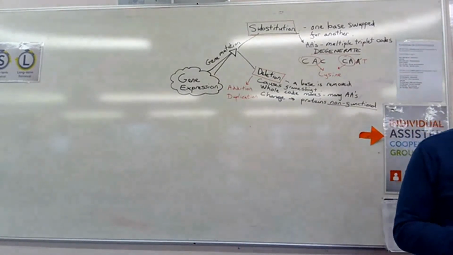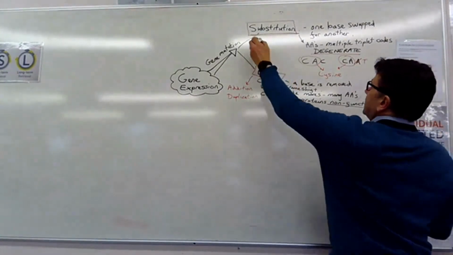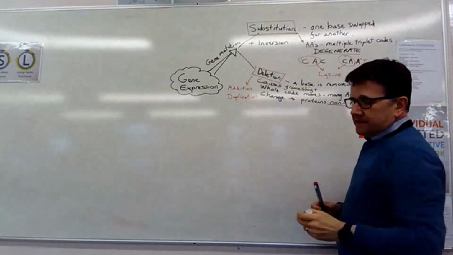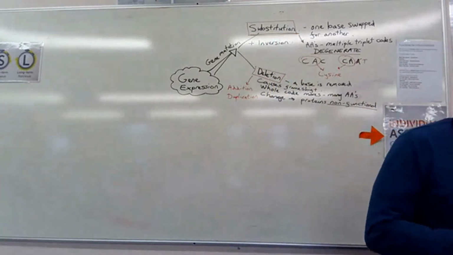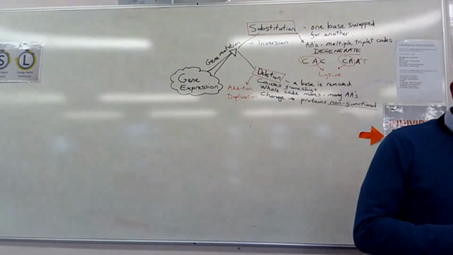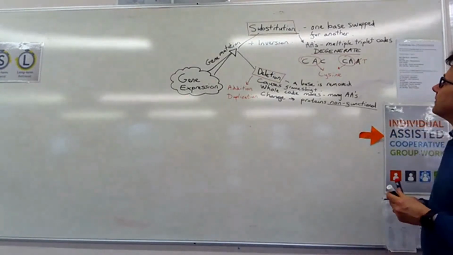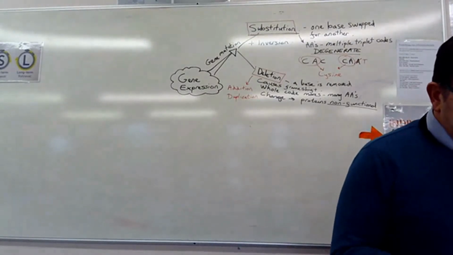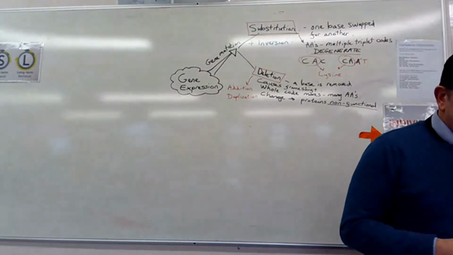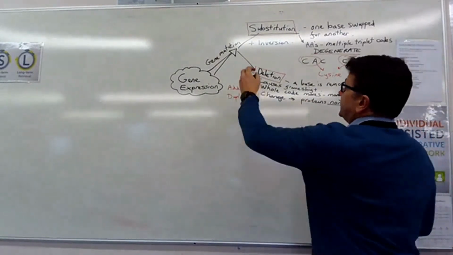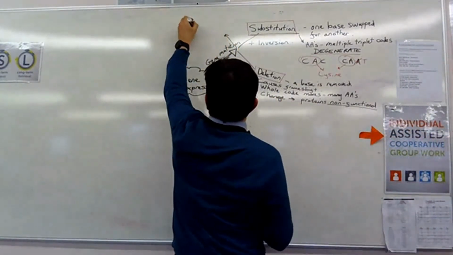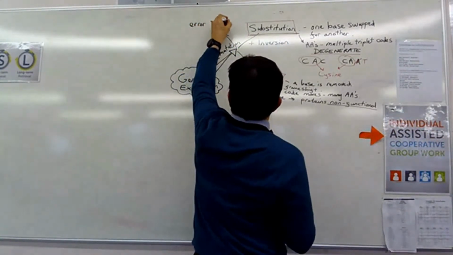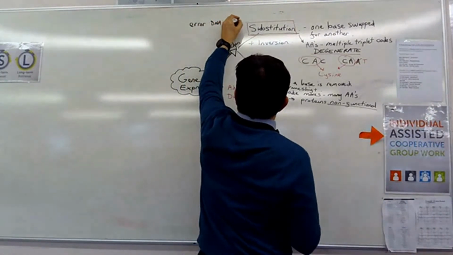Other ones though, we've already mentioned substitution, plus inversion, don't really have a massive effect. Sometimes they don't change the sequence either. Good. So that's all I'm going to do about gene mutations. Actually, we haven't said how they're caused. It's an error in the DNA replication or due to mutagenic agents.